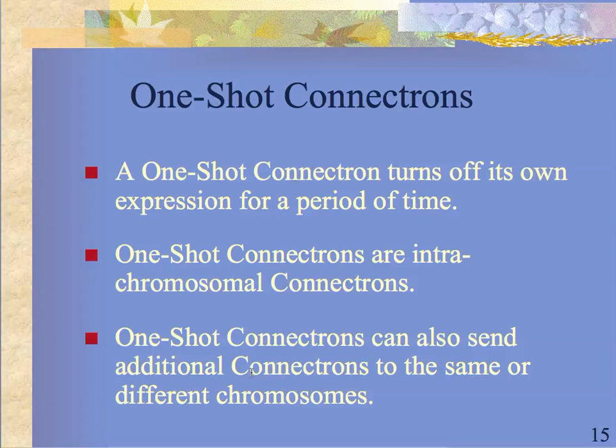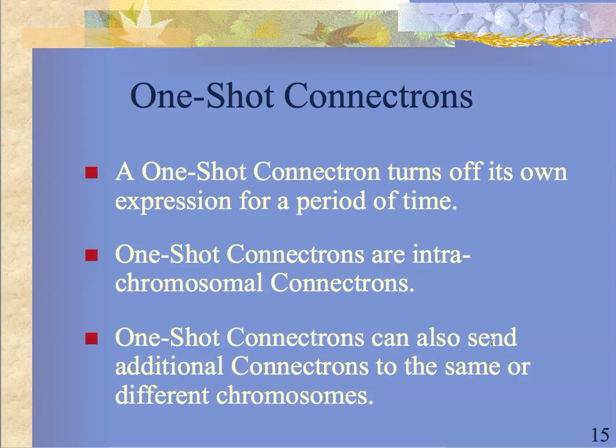So the one-shot connectrons are another logical property of connectrons. A one-shot connectron is a transcription element that turns itself off at some period of time. So it's just a burst of transcription and then a quiescent period. One-shots, by definition, are intra because the source and the target are on the same chromosome.